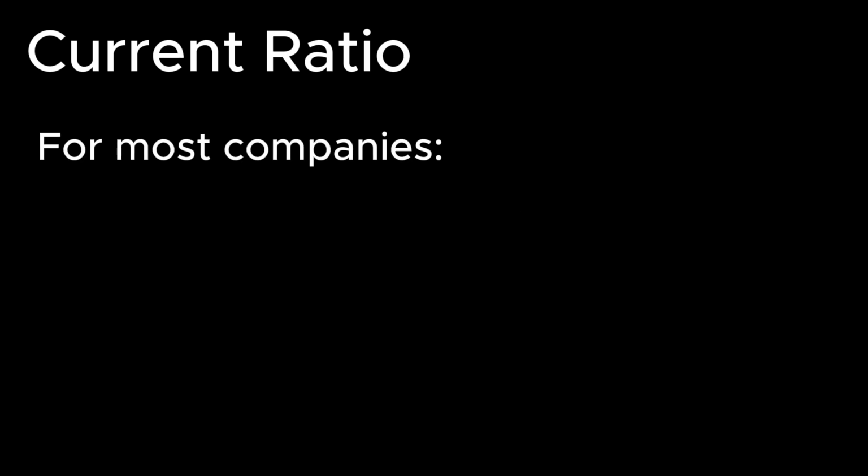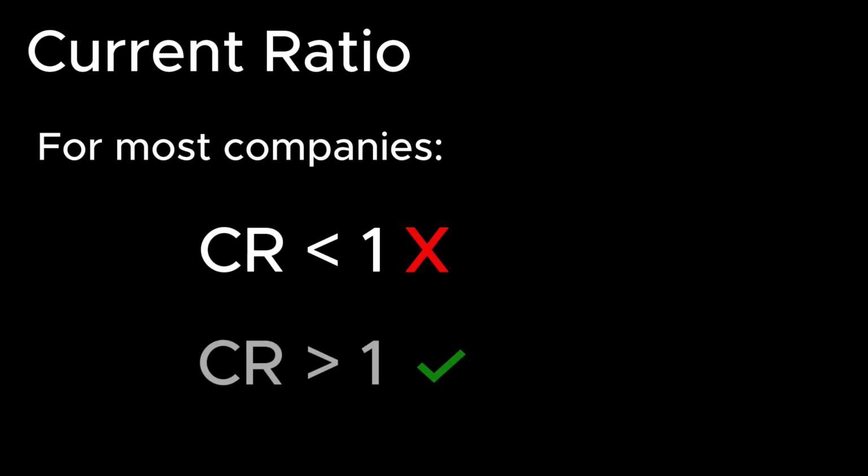What we typically don't want to see is a ratio below 1, because that indicates that the company might be dependent on future cash flow or refinancing to pay its near-term obligations. What we want to see on average is a ratio above 1, which would indicate that the company has some cushion to deal with its short-term obligations.